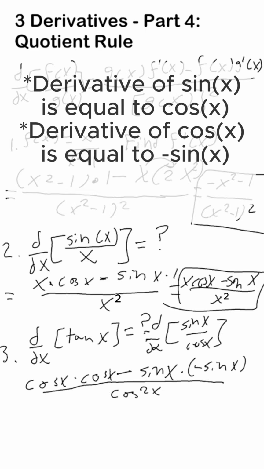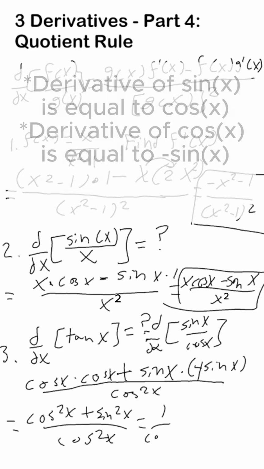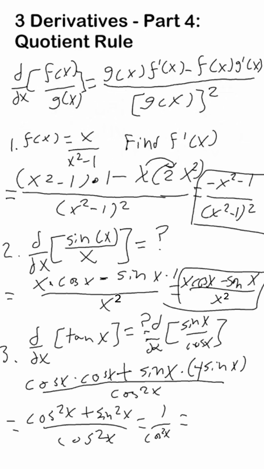squared x. When you simplify, you get cosine squared x plus sine squared x, because the two negative signs turn it into a positive. And using the Pythagorean trigonometric identity, cosine squared x plus sine squared x is equal to 1. So you're going to be left with 1 over cosine squared x, or secant squared x.